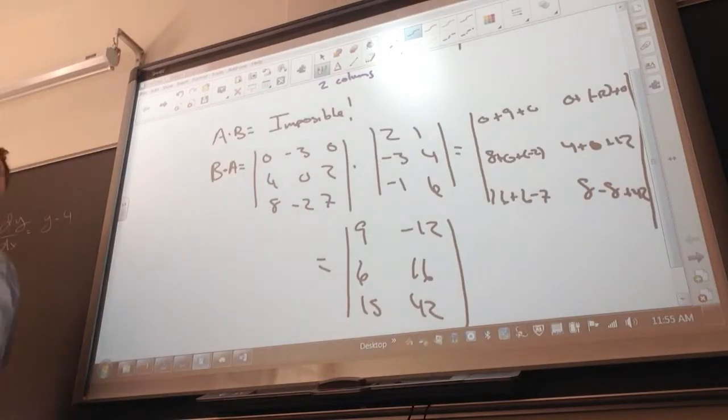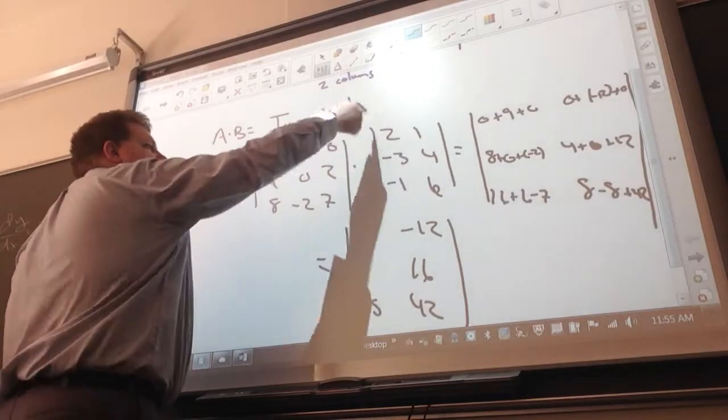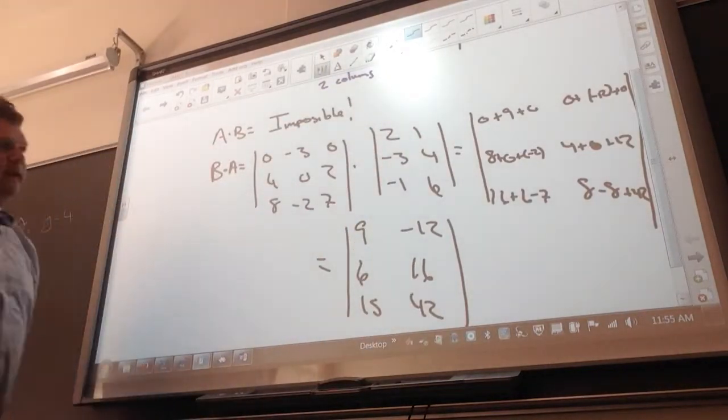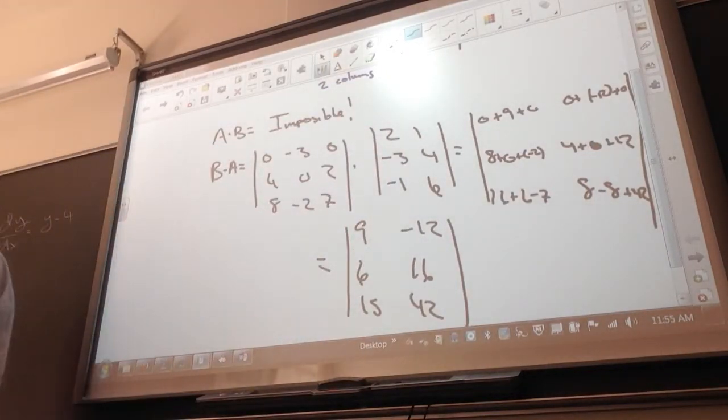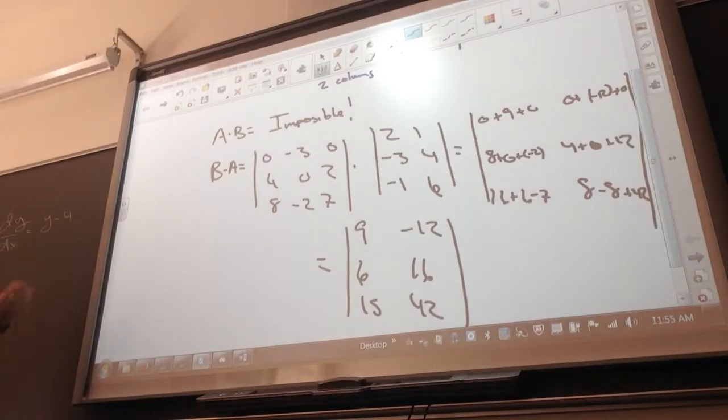But the actual process of the multiplication is do the row by the column, adding the results together. That gives you the first number in the first position, and so on and so forth. Alright. Good. Now, let's do the same problem, but let's use the calculator to give us our answer.